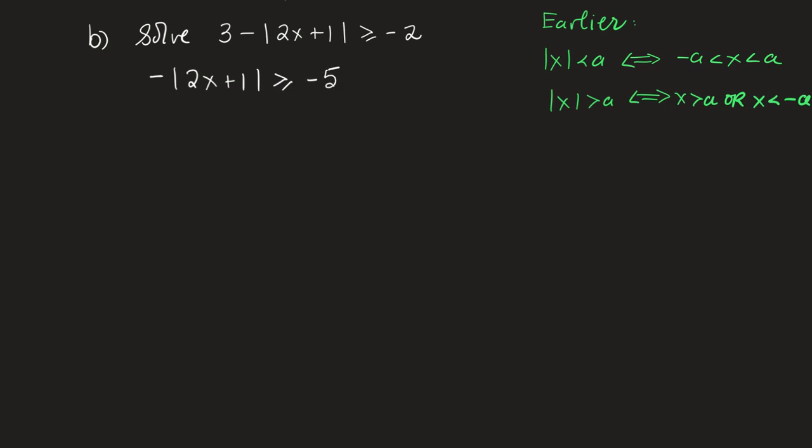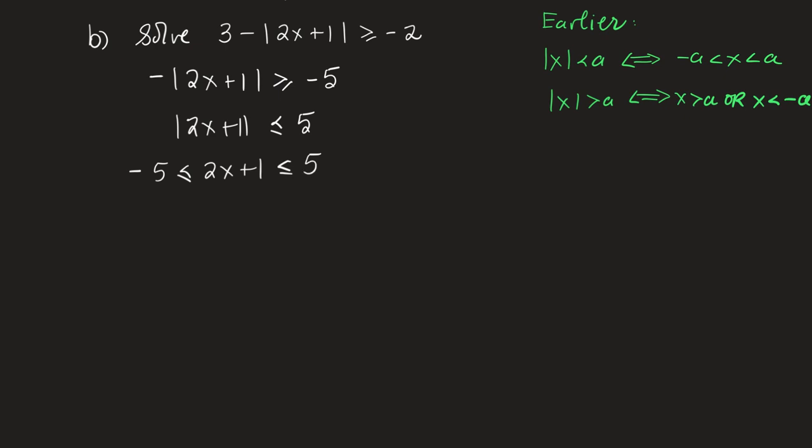Let's divide both sides by minus 1. I get the absolute value of 2x plus 1 is less than or equal to 5. And the reason that I flipped the inequality sign is because I divided by a negative. And so now I can see that this is actually in this form, right? So I can rewrite that as minus 5 is less than or equal to 2x plus 1 is less than or equal to 5.